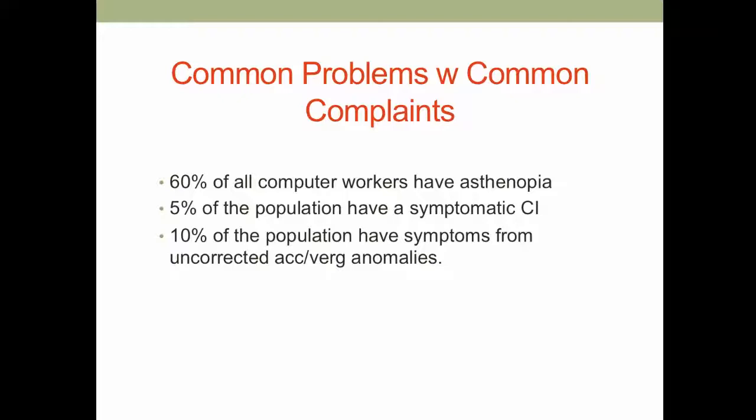These problems are so common that 60% of all computer workers complain about asthenopia. 5% of the population have symptomatic convergence insufficiency. That means 1 out of 20 patients who are walking in your office most likely have a binocular problem that needs some form or type of treatment. 10% of the population have symptoms from uncorrected accommodative vergence errors.